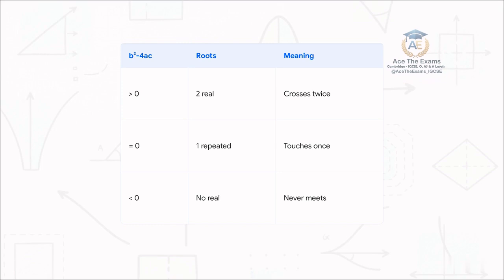If that value is greater than 0, well, you can take a positive and negative square root, meaning you get two distinct answers. Geometrically, the curve crosses the horizontal axis twice. If it's less than 0, you are trying to take the square root of a negative number, which gives absolutely no real roots. Geometrically, that means the curve just floats entirely above or below the axis, never touching it.